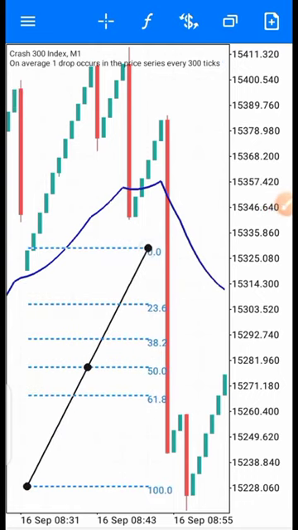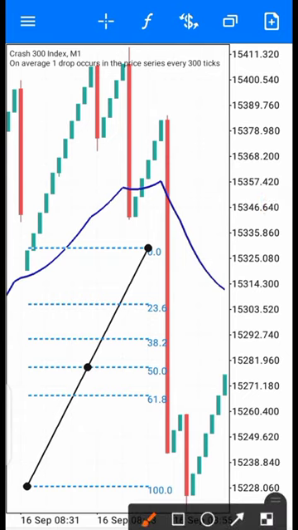So Fibonacci retracement has different levels. You can see level 23.6, level 38.2, level 50, level 61.8. All these levels work as support and resistance. Let me explain how they work as support and resistance in markets.